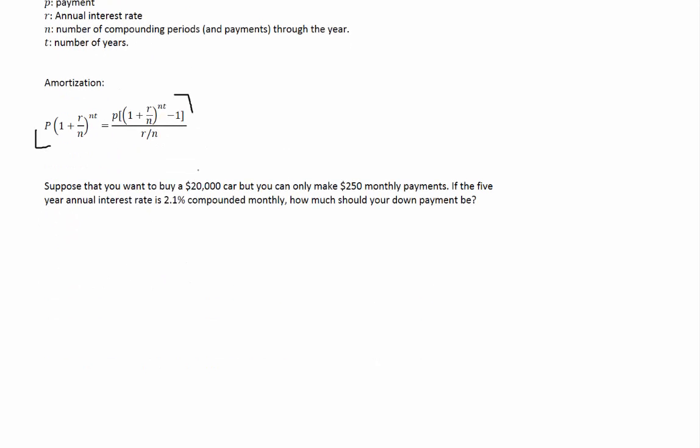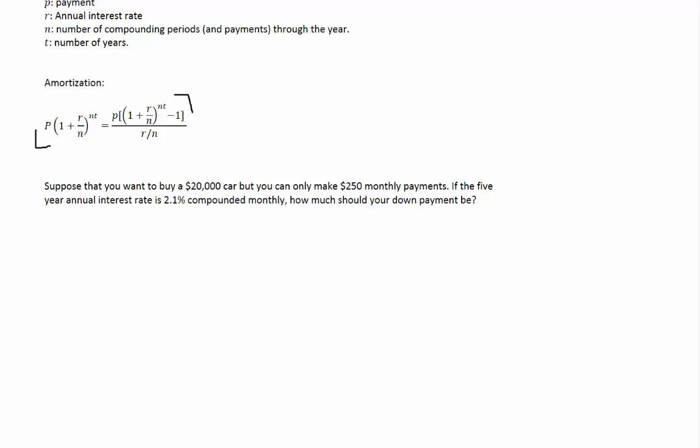So let's look at an example and see how this works. Suppose that you want to buy a $20,000 car, but you can only make $250 monthly payments because you did your budget and that's what you can accommodate. If you have a 5-year loan with an annual interest rate of 2.1% compounded monthly, firstly, do you need a down payment? And if you do, how much would it be?